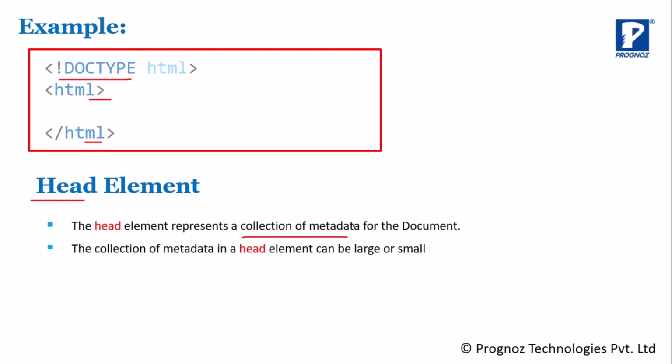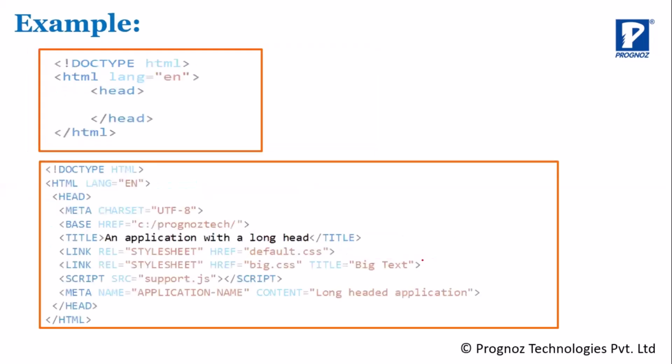Then we have to use the head element, and we need to represent it in the document. The collection of metadata can be of small size or large size. If you are opening the head element, that means you are going to represent some extra information, extra data, for the application. What other elements can we use inside the head element? A meta element, base element, title element, link element, script element. These are the different kinds of elements or tags which we can use inside the head element.